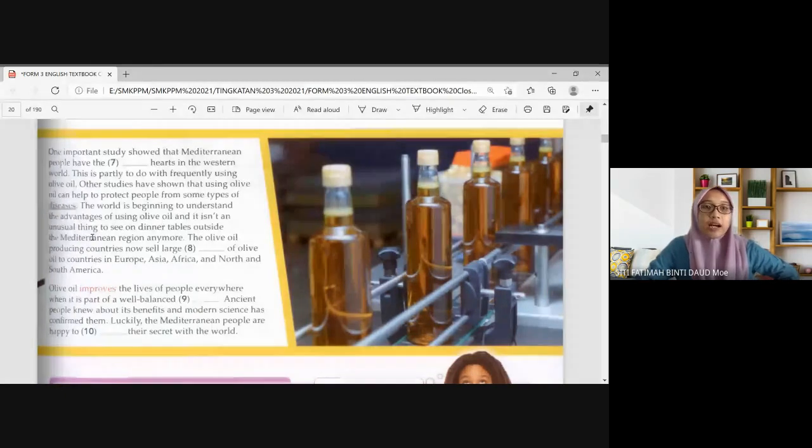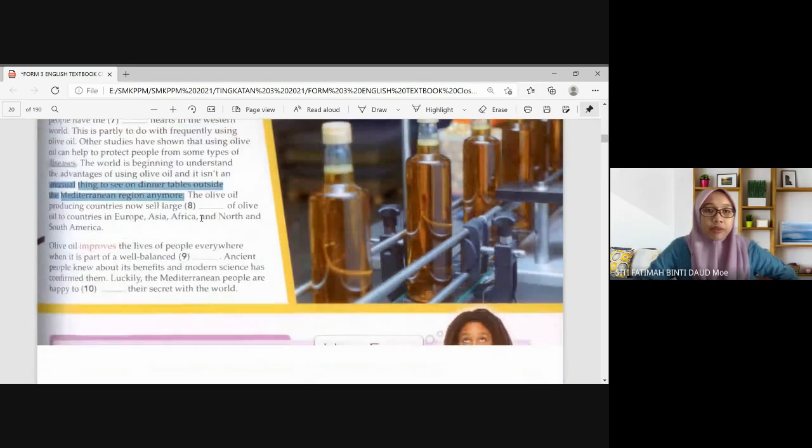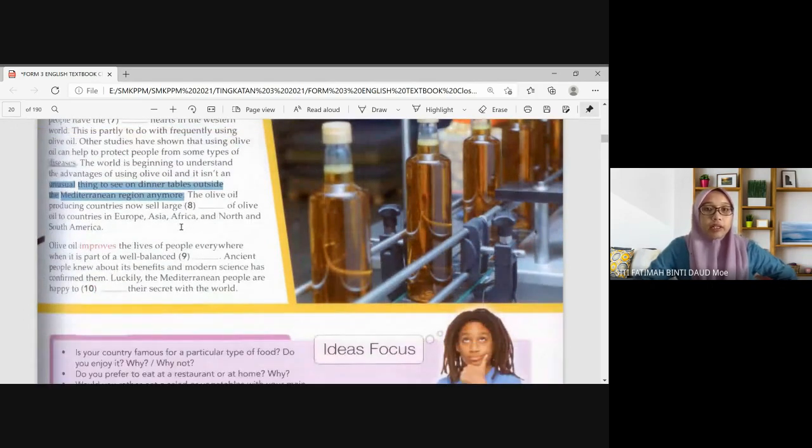And it isn't an unusual thing to see on dinner tables outside the Mediterranean region anymore. So kalau kamu pergi makan dekat dia punya kedai, kedai makan dia mesti ada a bottle of olive oil on the table. Sebab dia akan letak dalam semua makanan dia. Okay? The olive oil, macam kamu lah letak kicap kan? Mesti ada kicap kan makan. So these people, they must have olive oil.